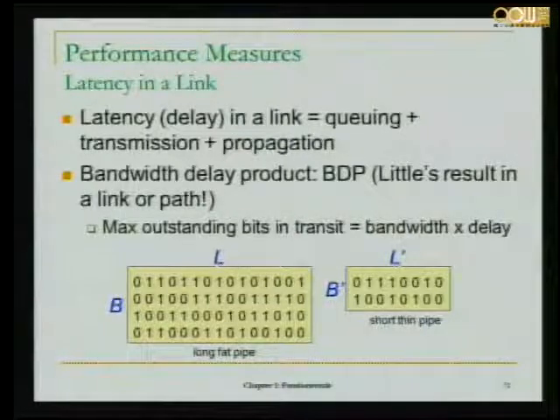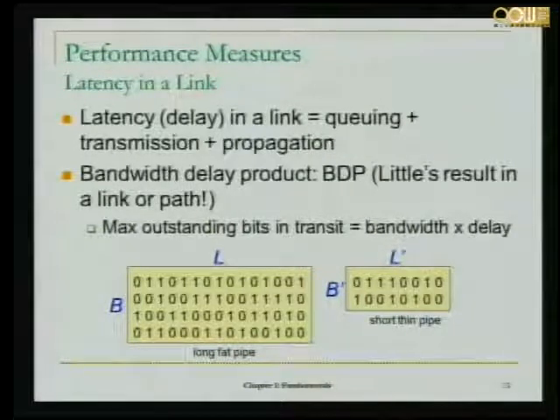And there's a term called bandwidth delay product that would give you an idea of the maximum outstanding bits in transit. So if you take bandwidth multiplied by delay, well, here the delay stands for the propagation delay. Then you get the bandwidth delay product, which is the maximum outstanding bits in transit for this particular cable. So here are two examples. One is a long fat pipe, and one is a short thin pipe.